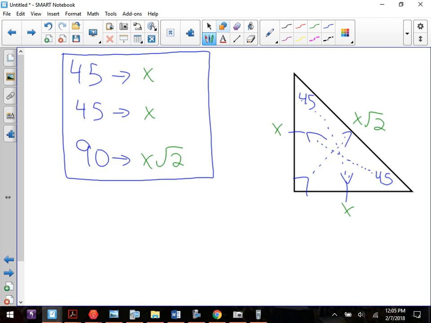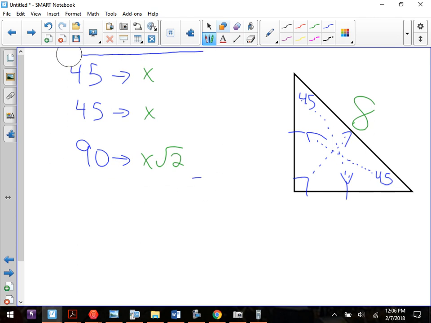Let's say, for example, you happen to have across from your 90 a value of 8. And I have this algebraic jig then. I have this 45, 45, and a 90. What I'm doing here is I'm writing down my jig, if you will, and then I'm going to fill in what side I know across from.